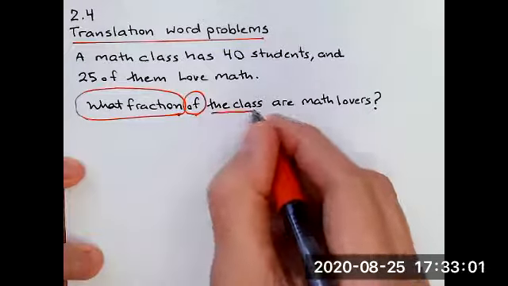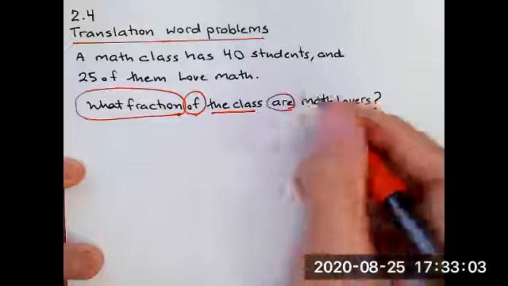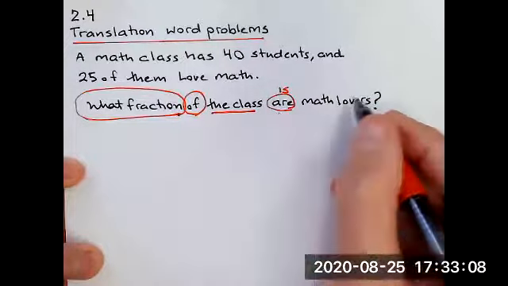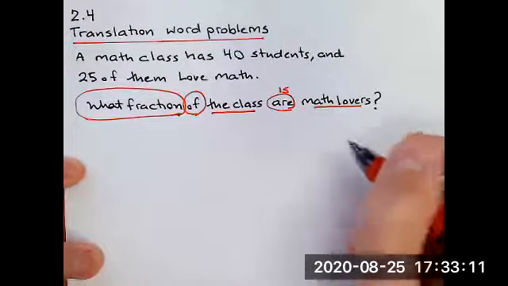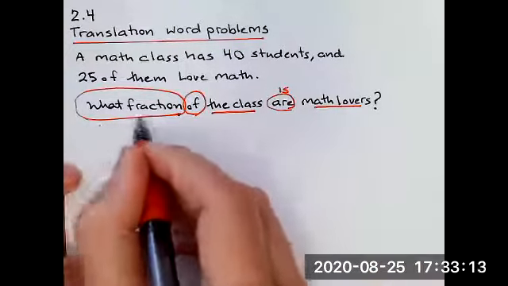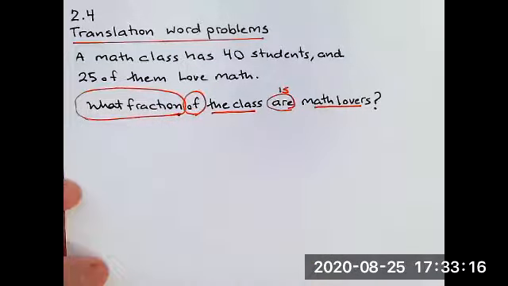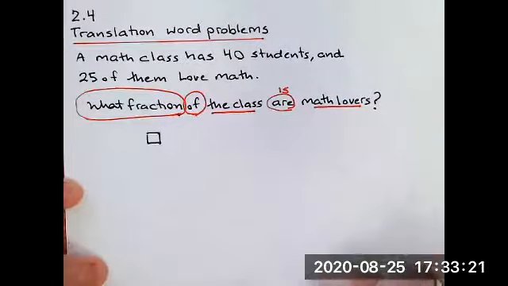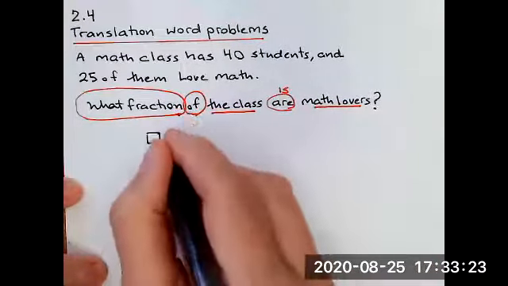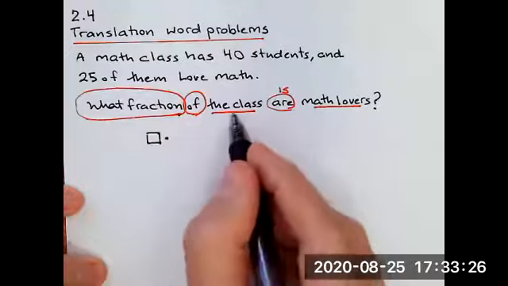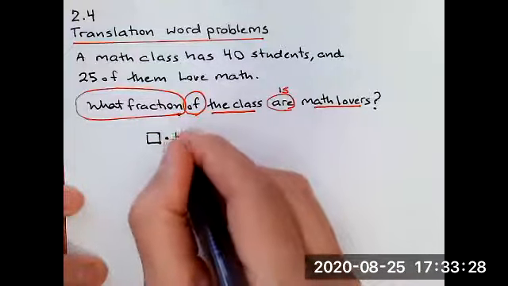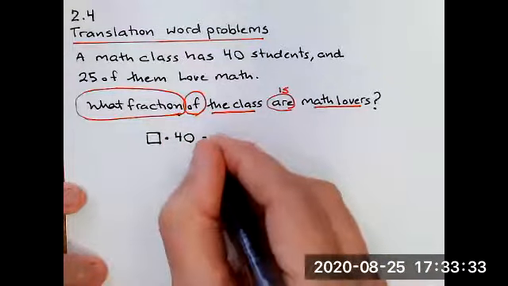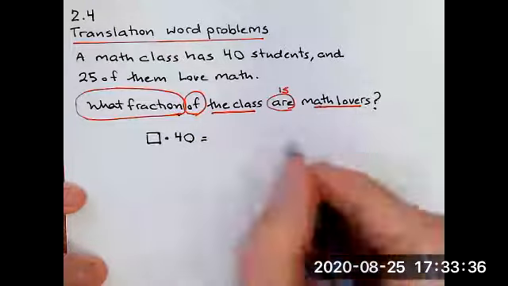So how many in the class? The word are is a plural of the word is, which is often an equal sign. And we have the number of math lovers. So we're looking for the fraction. We'll represent that with a box for now. Of means multiply. How many are in the class? 40 is equal to the number who love math.